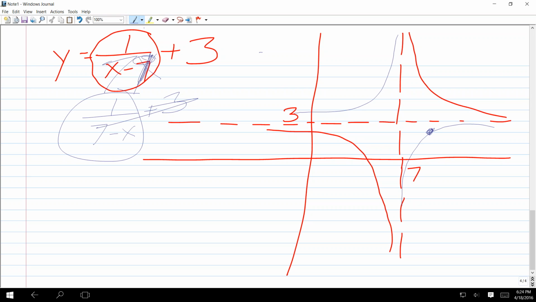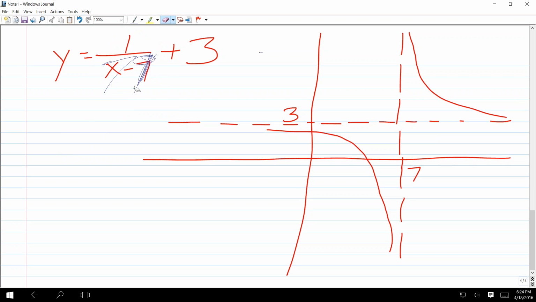Now, they want the domain and range, right? Yeah. Well, if I look at my picture, what's the domain? Would it be all real numbers except for 0? All real numbers except for 7? Correct. All real numbers except for 7.